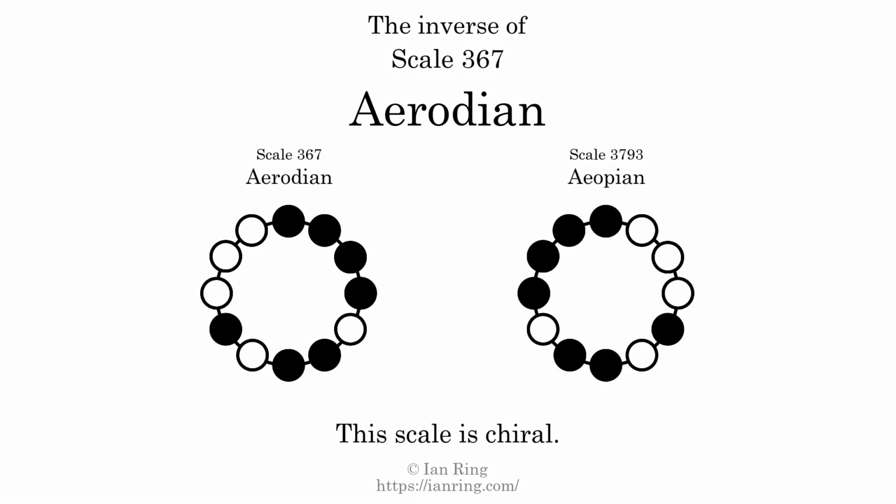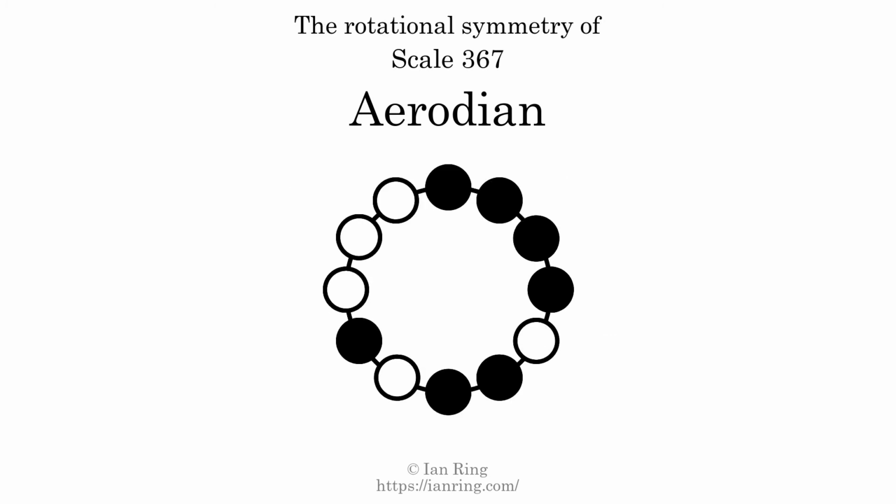The inverse of a scale is a mirror image. It is what you get when the sequence of intervals is reversed. The inverse of this scale is scale 3793, also known as Eopian. This scale is chiral. It cannot transform into its inverse by rotational transformation. This scale has no rotational symmetry.